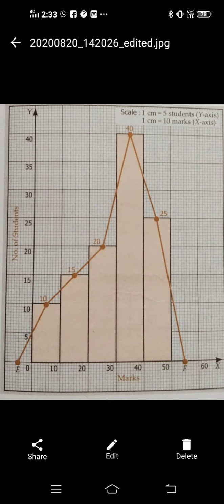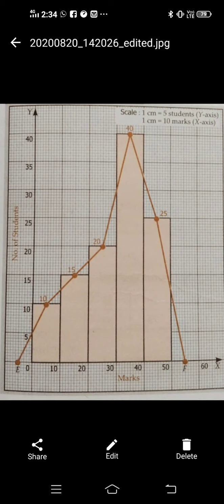After the histogram, another type of frequency distribution graph is the frequency polygon. In a frequency polygon, we join the midpoints of rectangles. Rectangles I am talking about are from the histogram. So joining the midpoints of rectangles by straight lines is a frequency polygon, because when you join all the midpoints of rectangles you will get a polygon.